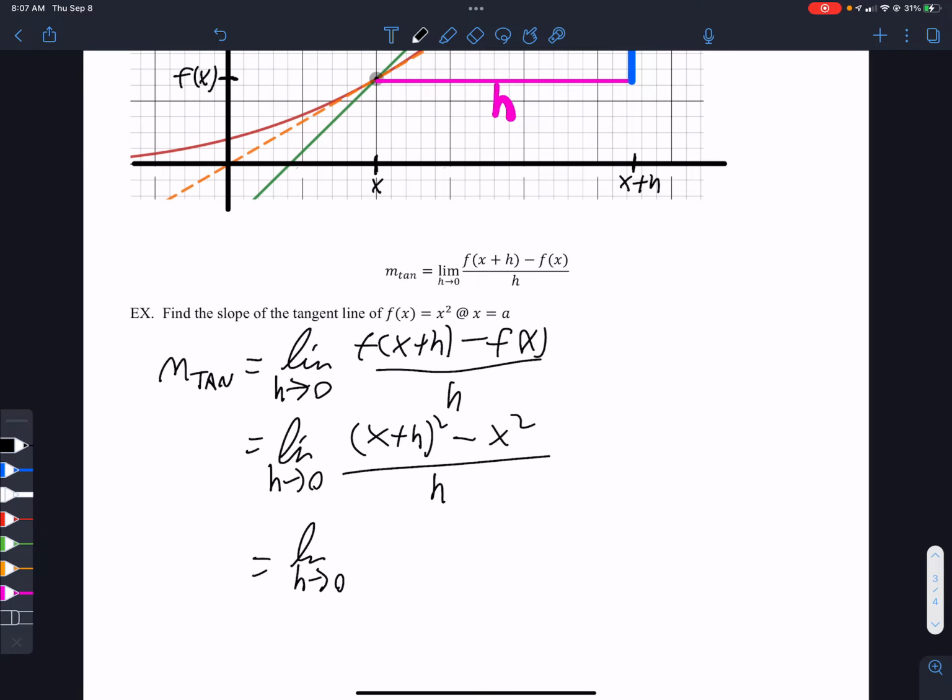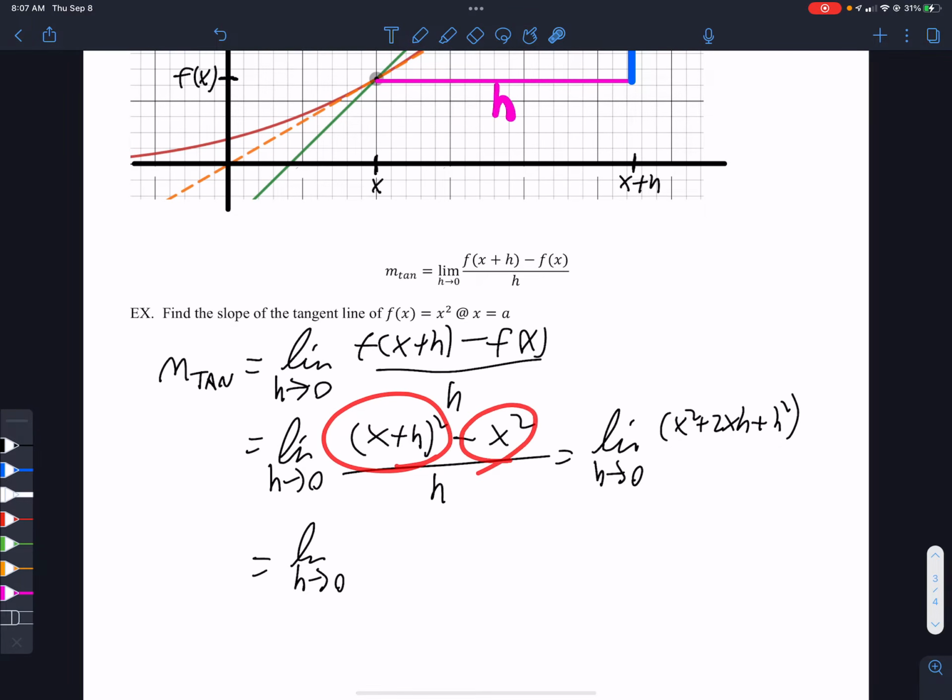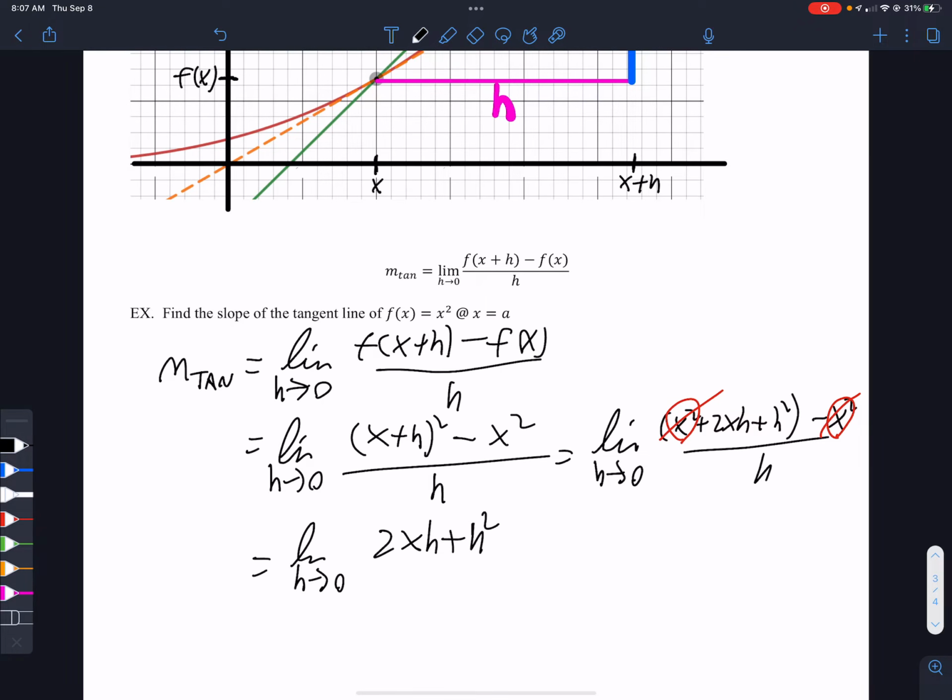At the top, I'm going to multiply out. That's going to be x squared plus 2xh plus h squared. I just FOILed that out. Minus x squared, all over h. And these will cancel. I'm left with 2xh plus h squared over h. Now, again, if I put a 0 here, a 0 here, a 0 here, that's indeterminate. I need to factor and cancel again.